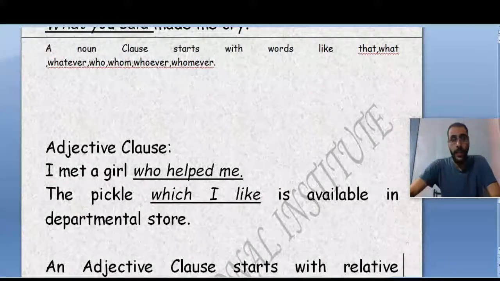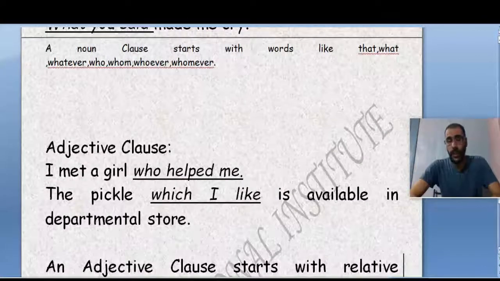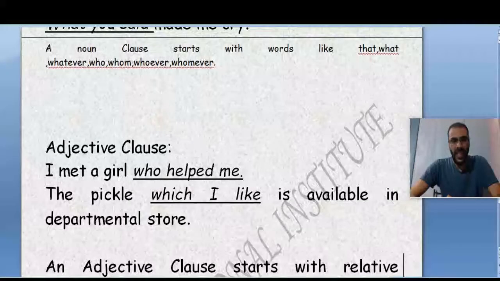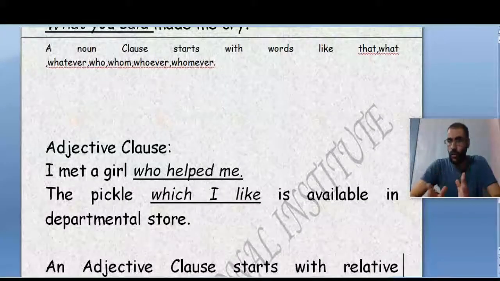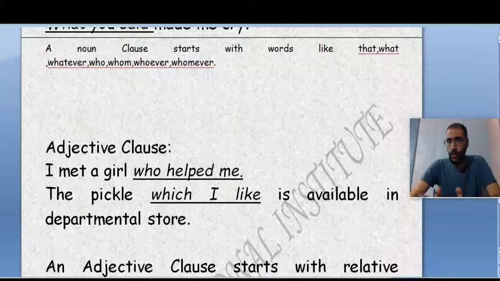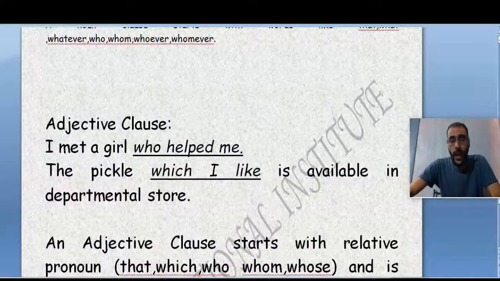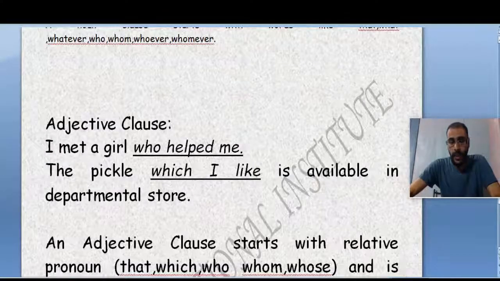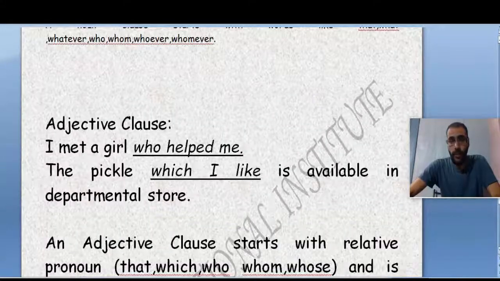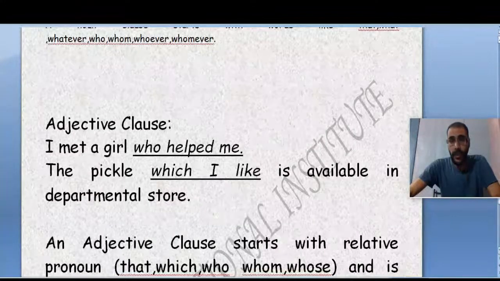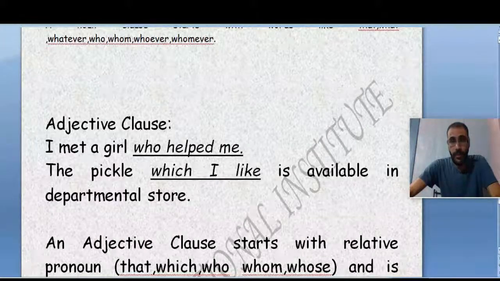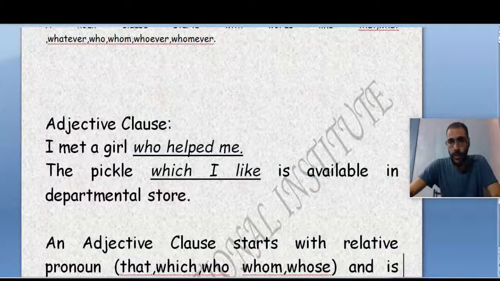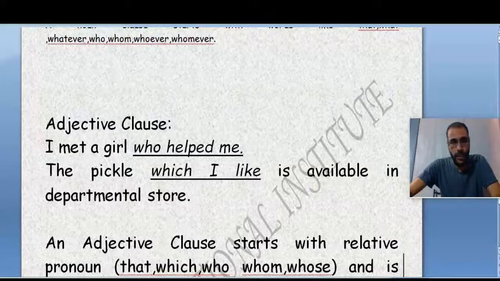We will look at the adjective clause now. Adjective, like I said, it modifies noun. Adjective clause is also known as a relative clause. We'll find out why. I met a girl who helped me. Now it modifies noun. I met a girl. Now the girl is the one who helped me. The pickle which I like, जो अचार मुझे पसंद है, is available in the departmental store. So it modifies noun. This is adjective clause.